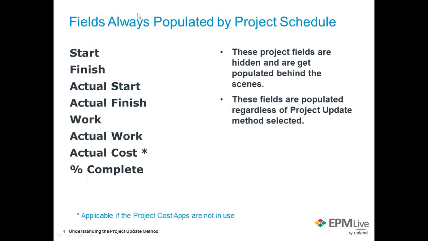These fields shown here, the start, finish, actual start, actual finish, work, actual cost, and percent complete. These are all hidden fields in the back end, and they're populated in the back end. However, they will look different. So regardless of your project update method that you select, these fields in the back may or may not be the same as those that are in your view form.